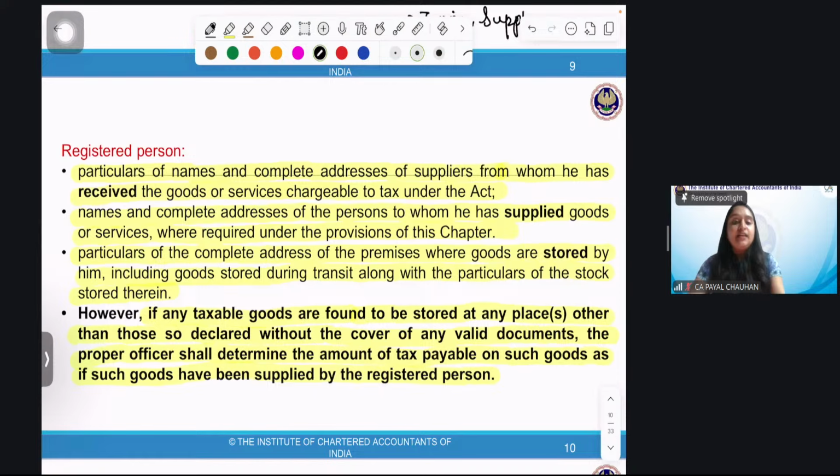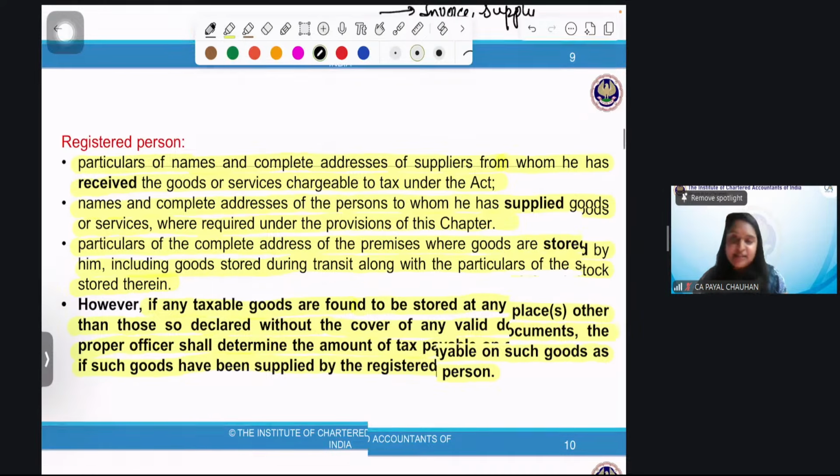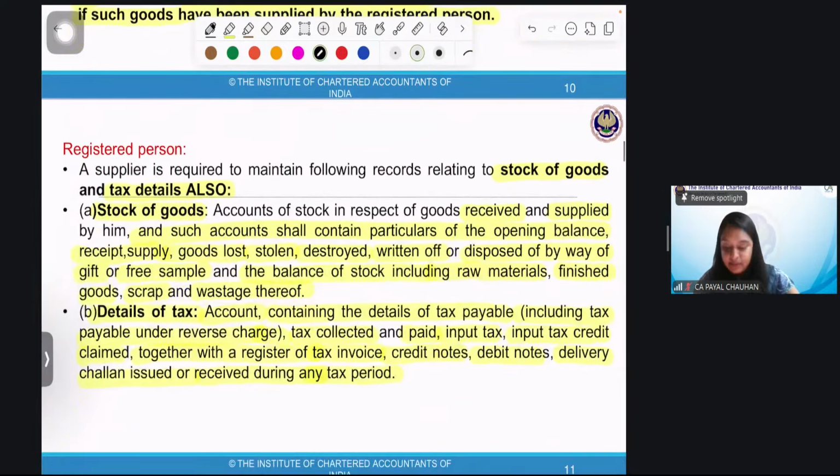Then I have to maintain the complete details, with address, of the persons from whom I have received the goods. In the same way, I have to maintain the complete details of the person to whom I have supplied the goods, wherever required. Then I have to give the complete address of those places where my goods are stored. Even if they are in transit, I have to provide the information. However, this we've already done. If my goods are found at any place without document or authorization, they'll be treated as deemed supply.